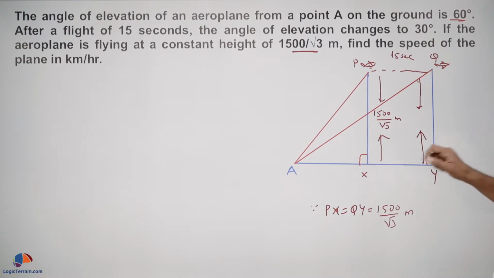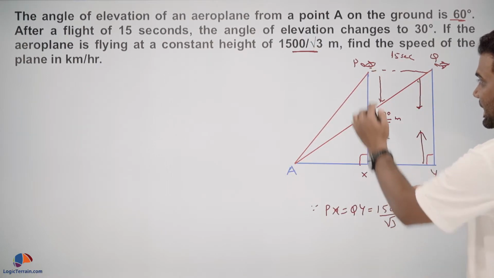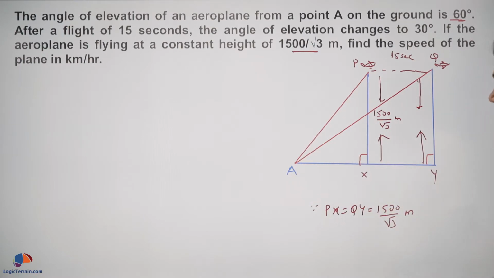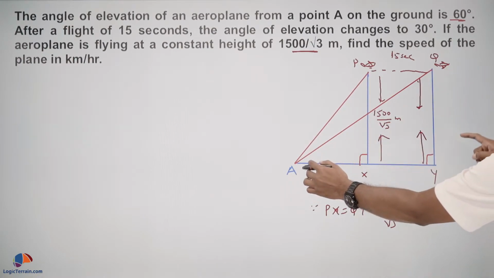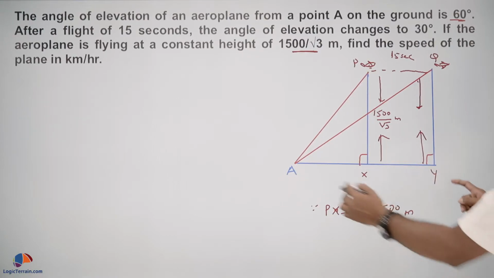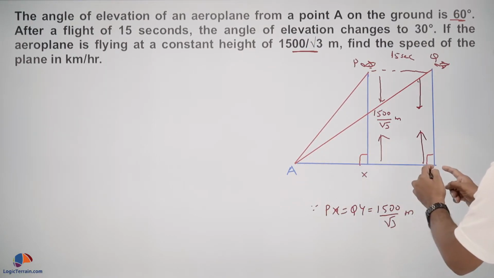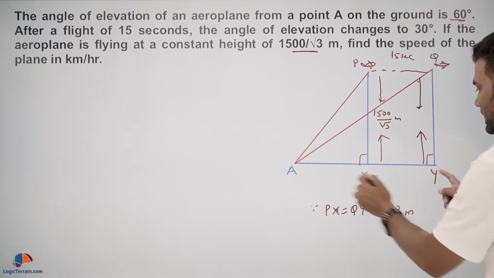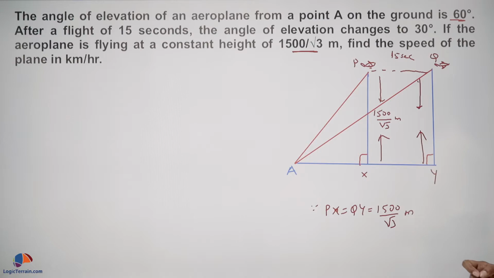So for that, we will consider triangle AXP. From that, we will find the length AX. Afterwards, we will consider AYQ and we will find the length of AY. If we subtract AX from AY, we will get XY. Okay, so we'll do that.